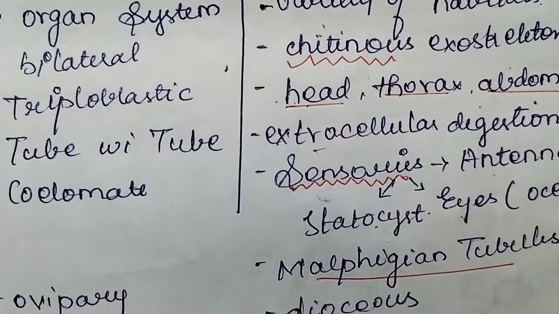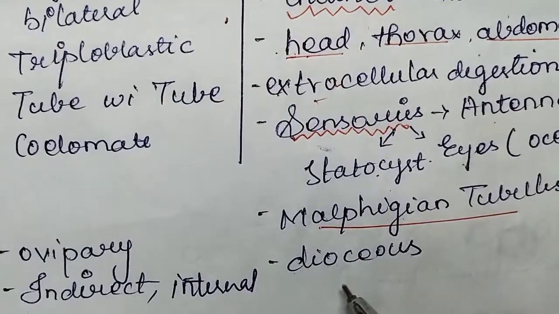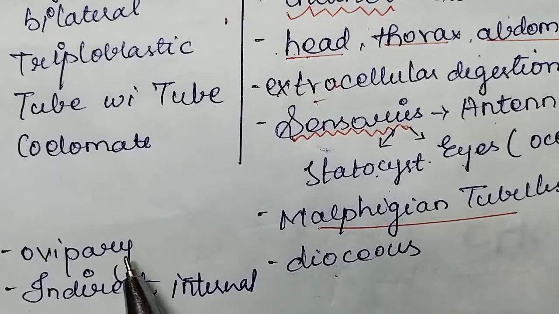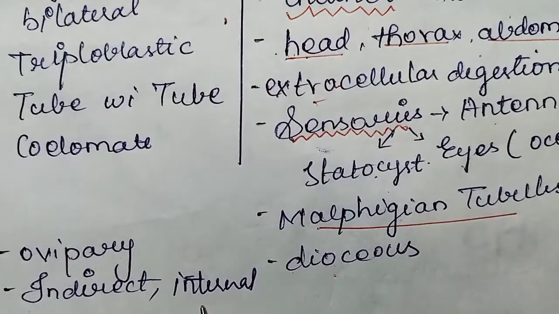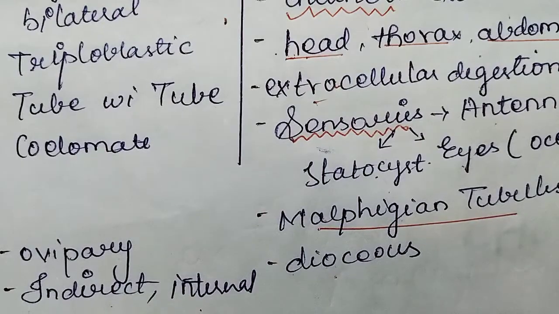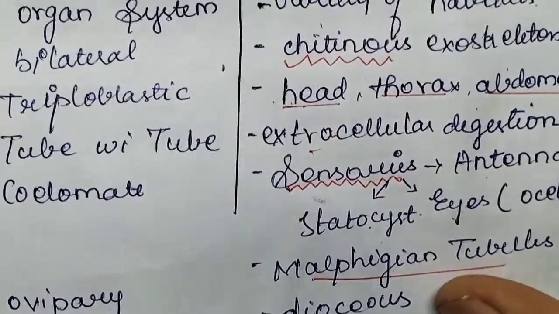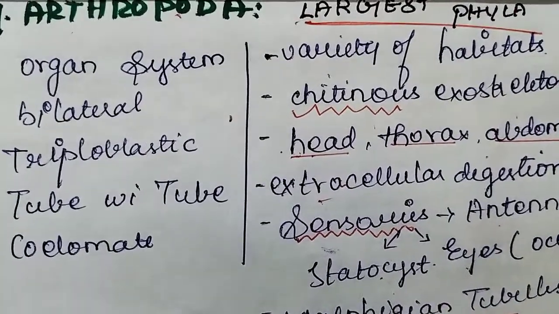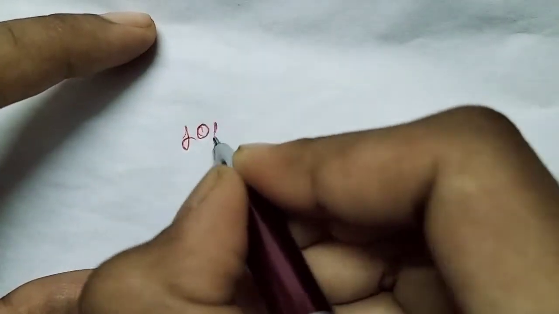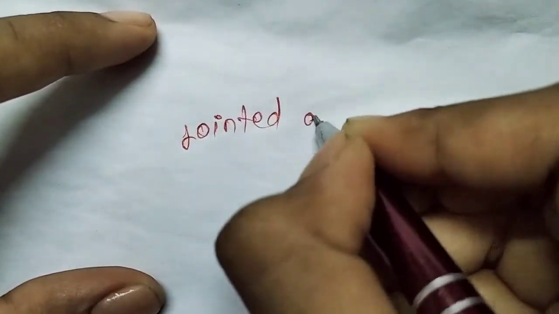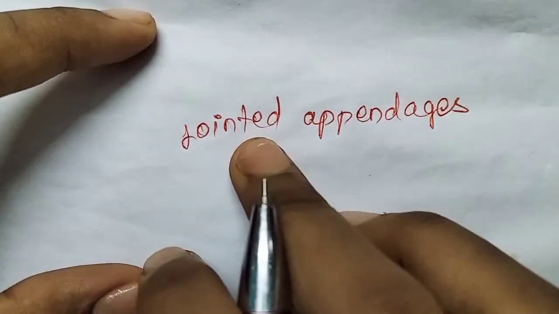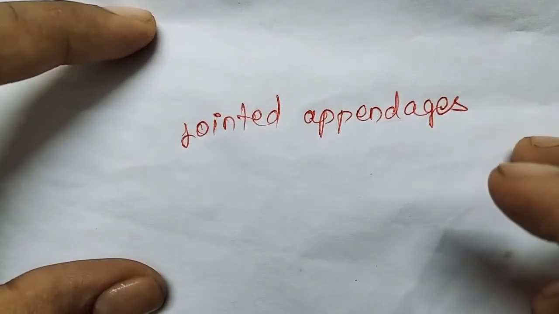Regarding reproduction, they are dioecious, and mostly they are oviparous animals, with internal fertilization and indirect development. Next, why do they have the name arthropod? Because they have jointed appendages, so they got the name arthropods.